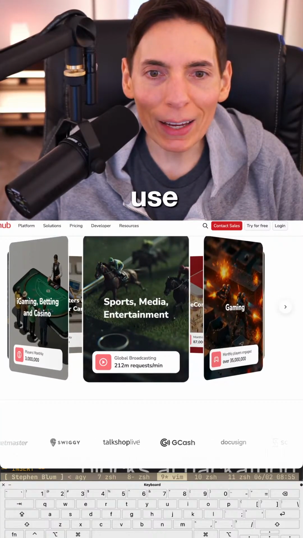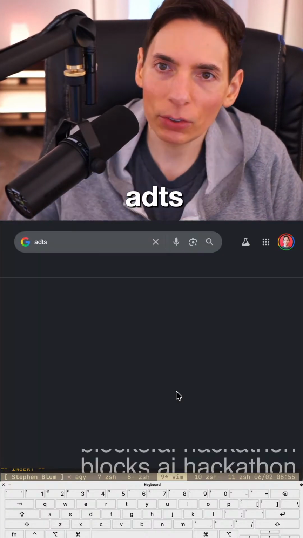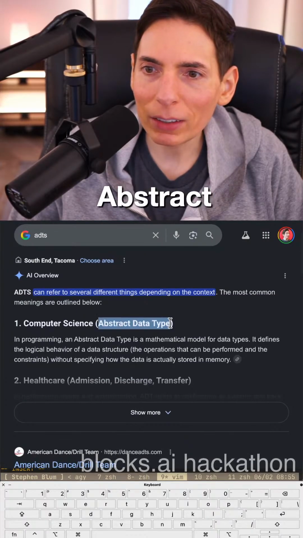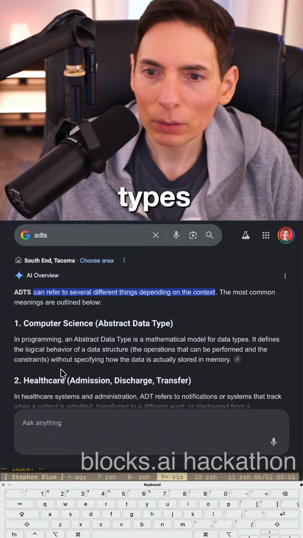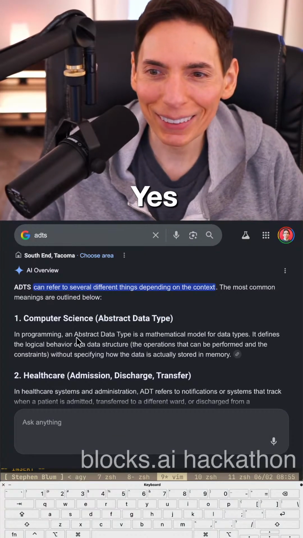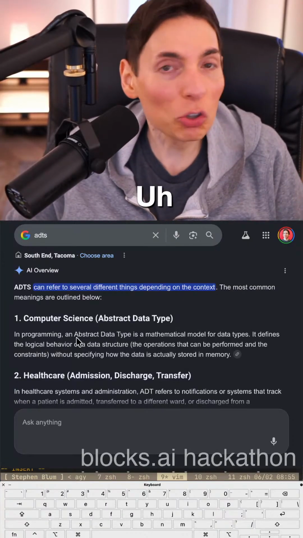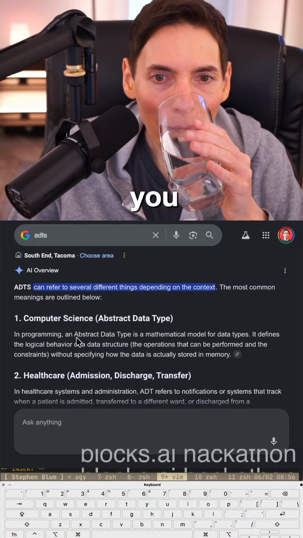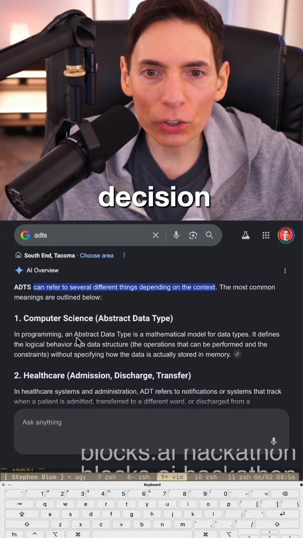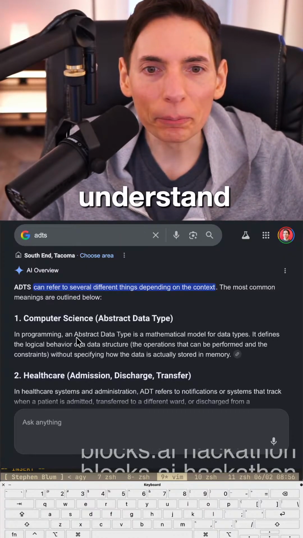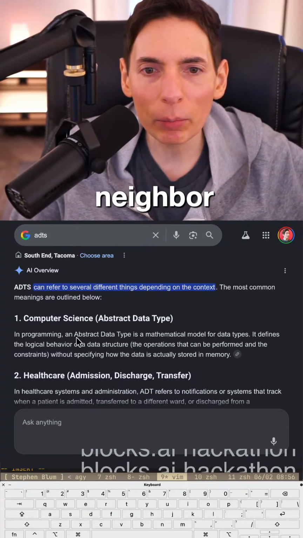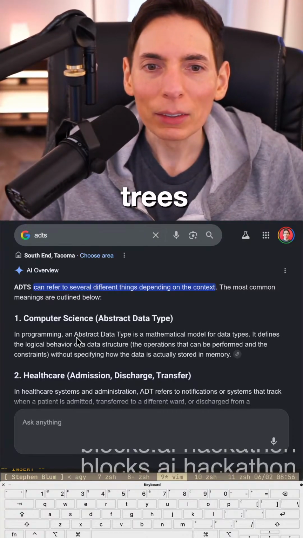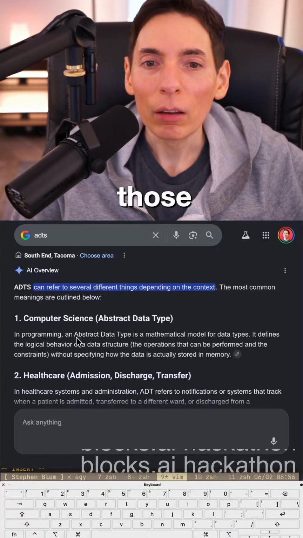Do you use ADTS? What is that, ADTS? Is that abstract data types? Yes. Usually, yeah, I do. Don't you? I feel like decision trees are easiest to understand. It's either K nearest neighbor or decision trees. Those are between those. That's the one.